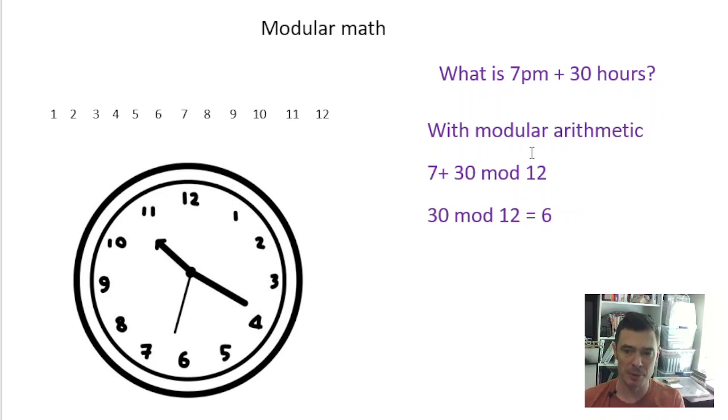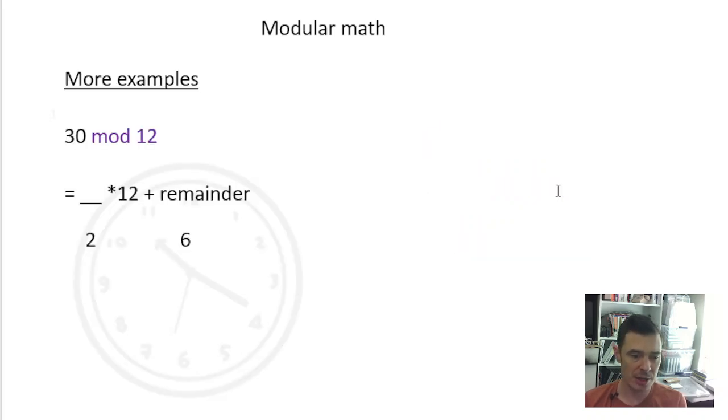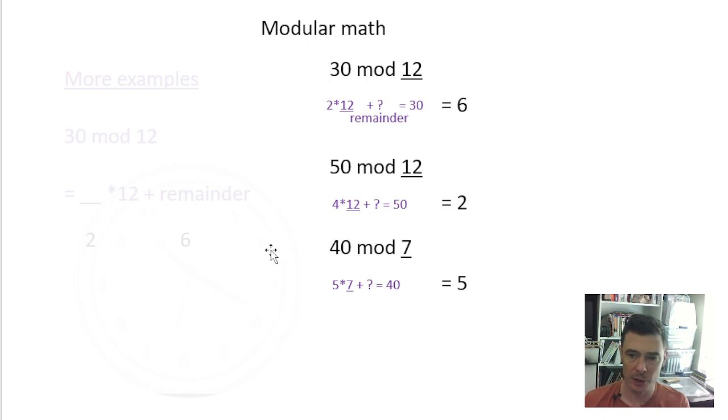And with modular arithmetic, here's how we would describe that. Here the 12 is called the modulus. 30 mod 12 has a remainder of 6. So that is how we describe that with modular math. This term means you are dividing this number 30 by the modulus 12 in whole numbers and just finding the remainder. So here it's 2 times 12 plus the remainder gives you a congruence with 30.